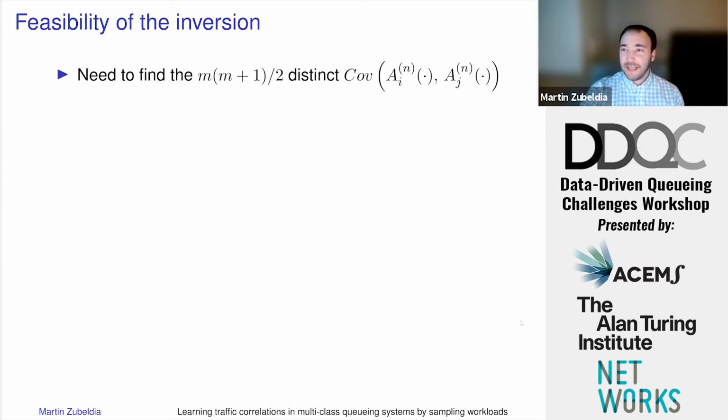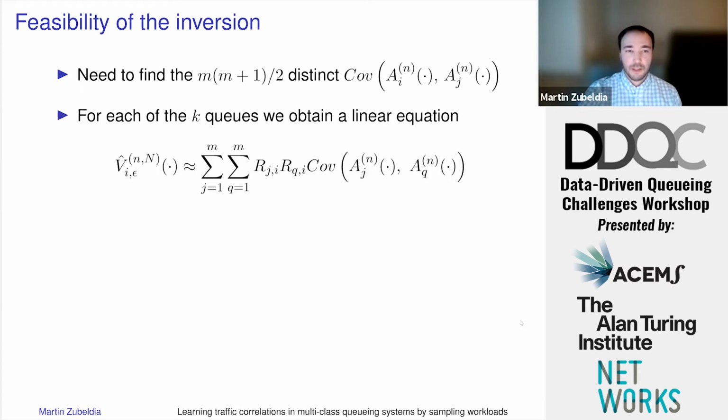So in this case, when it works, we still needed to find the m times (n+1)/2 distinct covariances of the arrival processes. And for now, we just got the covariance of the input processes. So we're not done. We need to find the covariance of the arrival processes. And well, using the first inversion, we know that for each one of the k Qs, we obtain one linear equation. So we get k linear equations just from using the first one.